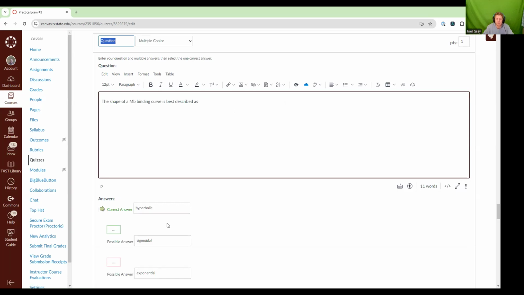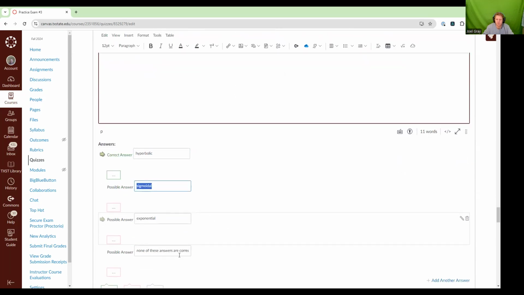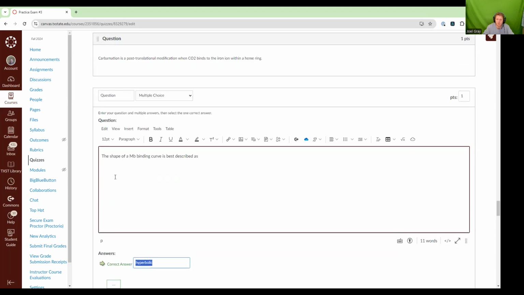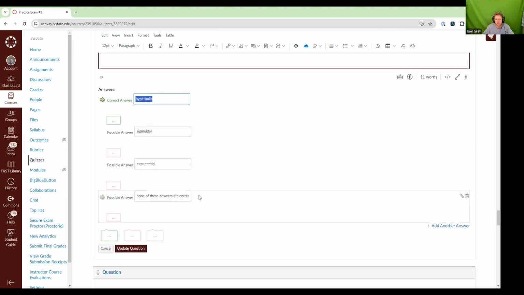I'll update that question. Next up, the shape of a myoglobin binding curve is best described as hyperbolic, sigmoidal, exponential, and none of these are correct. The correct answer is hyperbolic. Now, if you were to take that question and make a little tweak to it, well, the shape of a hemoglobin binding curve would best be described as sigmoidal.